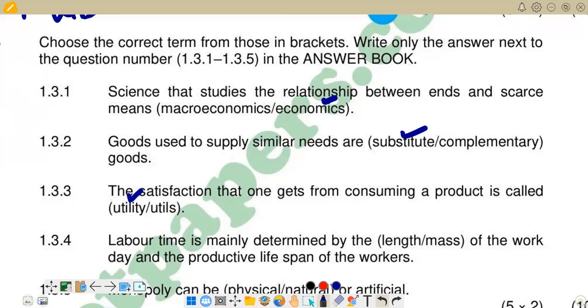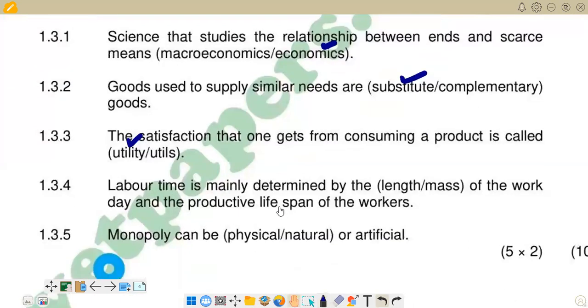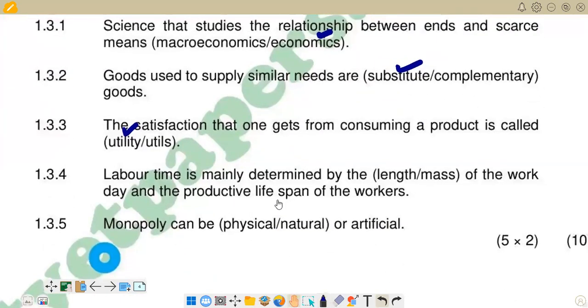Let's go to the next one. The next one says labor time is mainly determined by the dash of the work day and the productive lifespan of the workers. We have length and mass. That one is very clear. It means labor time is mainly determined by the length of the work day and the productive lifespan of the workers. Mass cannot be appropriate according to the construction of that sentence. So we have length there.